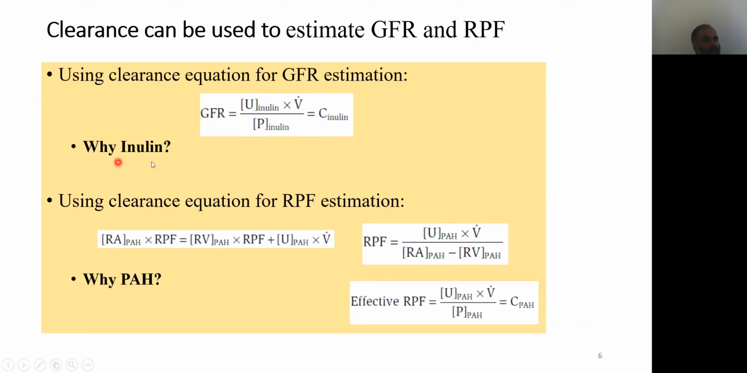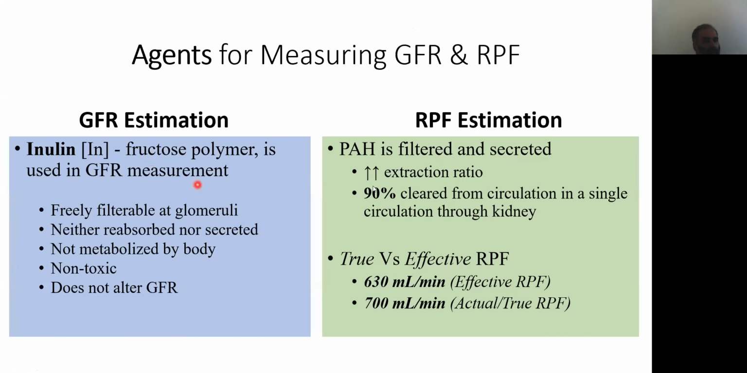So why inulin? Let me go to the next slide where I document why inulin is an ideal substance. Don't be bothered about this for the moment. Just look at the left side, the blue box of this slide. Inulin is not produced in the body. It's actually a fructose polymer. You get it from a pharmacy. You inject it in the person according to a specific protocol.